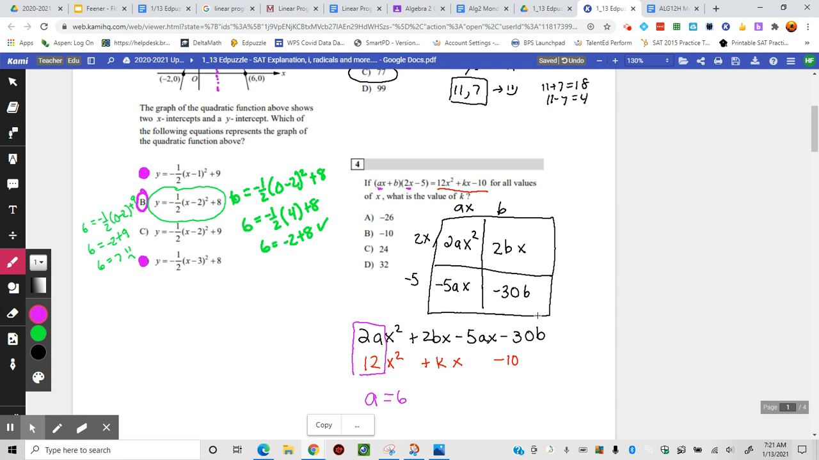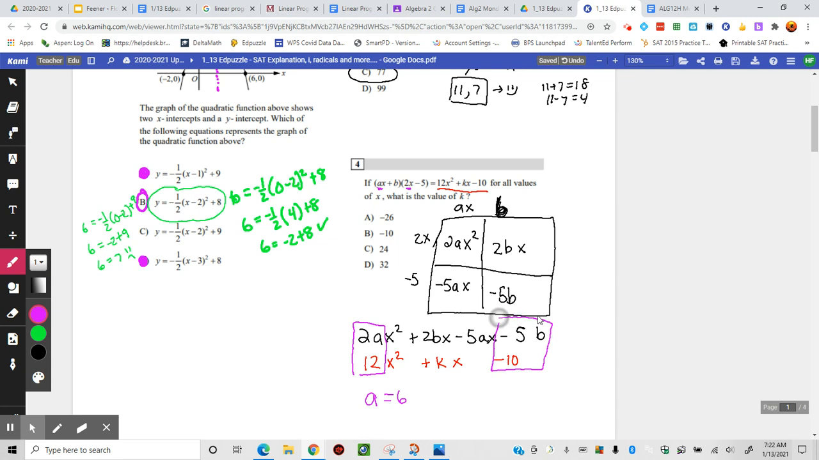oh, I made a mistake. Let me go back and fix that. I'm sorry. That's why that didn't look right. This is not a 6. This is a B. So sorry. B. So this is negative 5B. Okay, better. See what I get for going too fast.